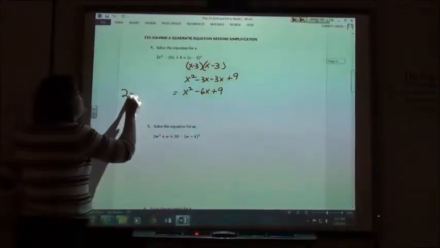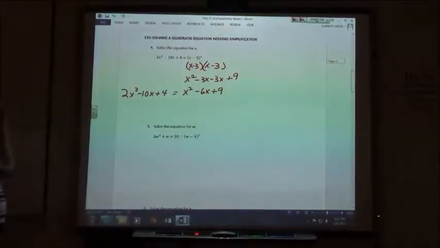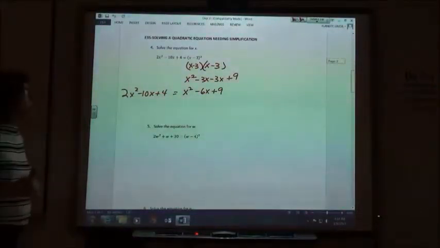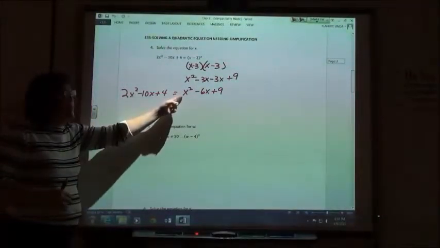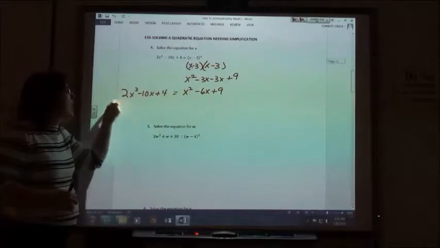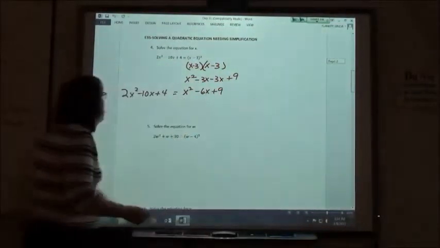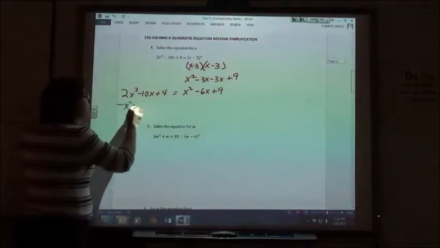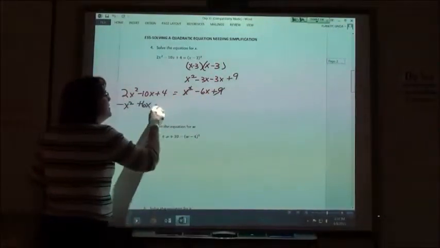It's equal to 2x squared minus 10x plus 4. Now, after I FOILed that out, now I'm going to set it equal to 0. Keeping in mind, I always want my x squared term to stay positive. I don't want to subtract the 2x squared because it's bigger. I want to subtract the x squared. So I'm going to move everything over here. I'm going to subtract my x squared, add my 6x, and subtract my 9.